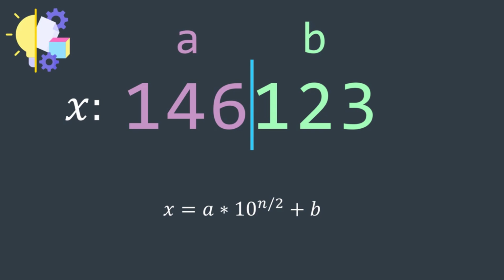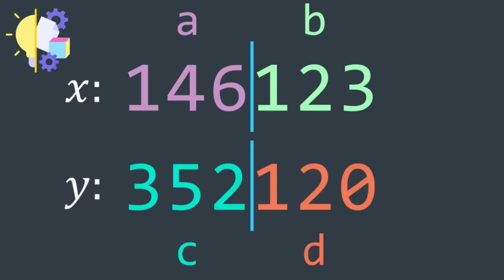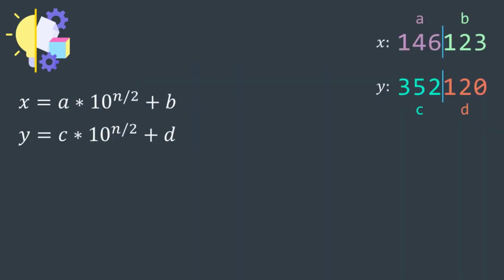In our multiplication, we have two numbers x and y. We know that x is equal to a times 10 power n divided by 2 plus b. And we can do the same thing with y. We can name its parts c and d. We get y equal to c times 10 power n divided by 2 plus d.